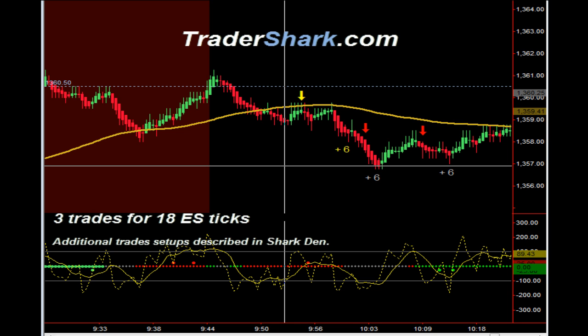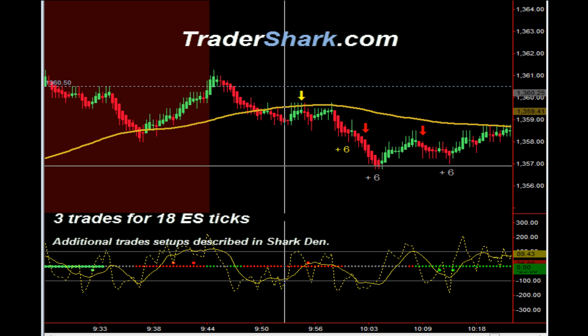The following are a few examples of trade setups that occur on a consistent basis. These trade setups are described in detail in the trading manual and in the live daily Shark Den, where the more advanced setups are discussed. Today we are showing 3 trade setups for a potential profit of 18 ticks. On the screen, we have a total of 6 trade setups, and stay tuned for the latter part, where we're going to show you how the wave trades set up on both a shorter time frame and a longer time frame chart.